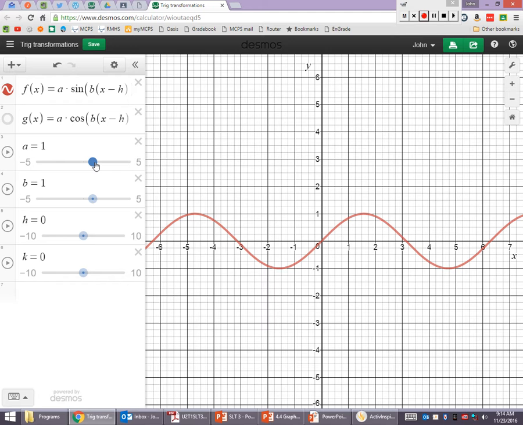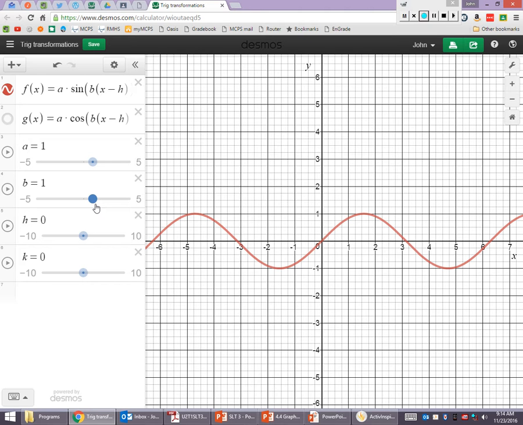All right, what about B? What happens when I adjust B? What if I make B two? We just talked about that, right? It should be true that if B is two, then the new period, instead of being 2 pi, should be pi. Is that what you expected to happen? Question, what happens if B is negative one? Have you ever thought about that? What does the graph of sine of negative x look like? I don't want to show you yet. What happens if I make this negative one? What does it do?